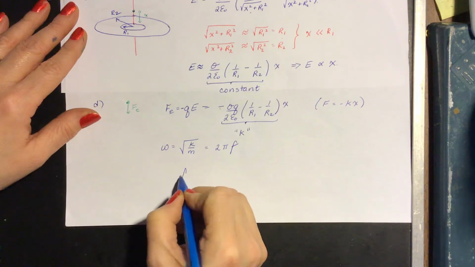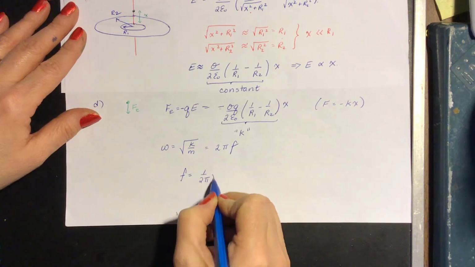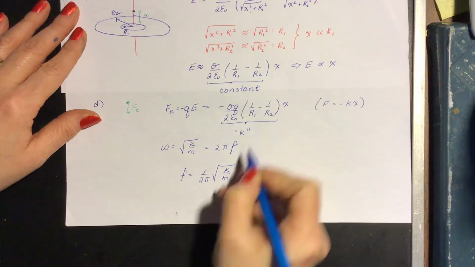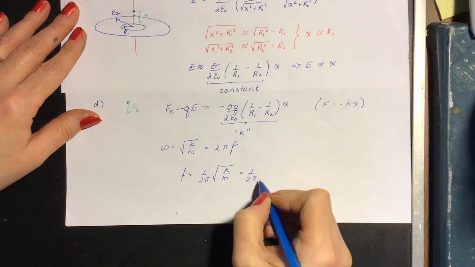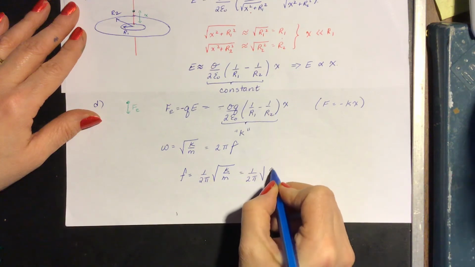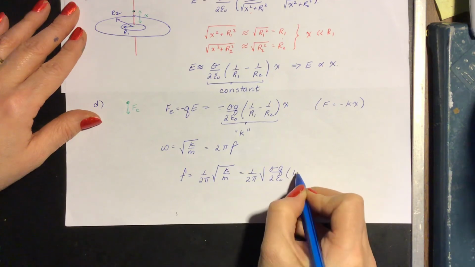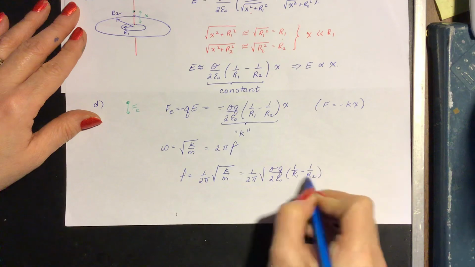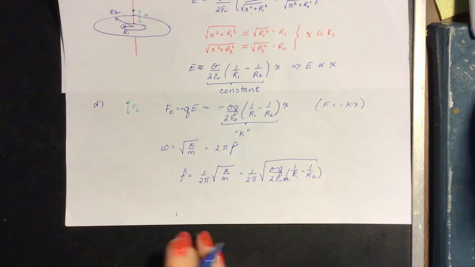So f is equal to 1 over 2 pi times the square root of k over m. K is our effective k right here, so we'll fill that part in: 1 over 2 pi times the square root of sigma q over 2 epsilon naught, times 1 over r1 minus 1 over r2, and then this whole thing also divided by m. So there's the frequency of that motion.